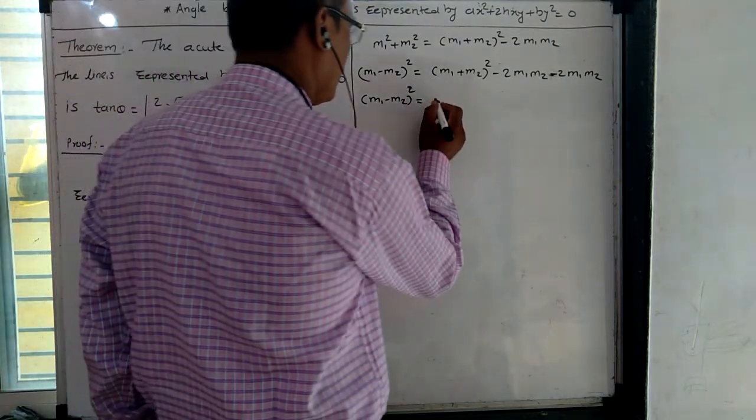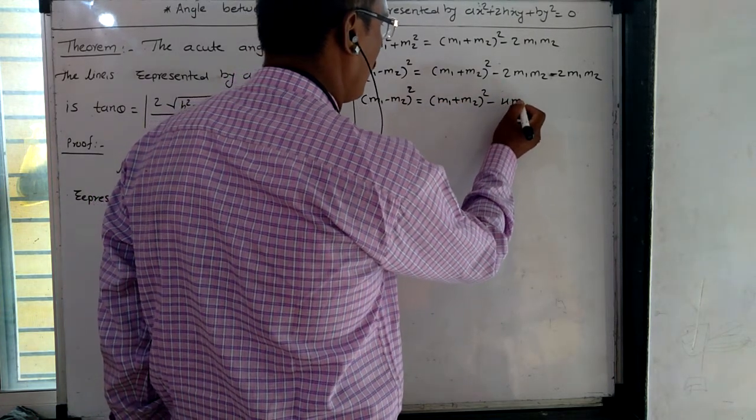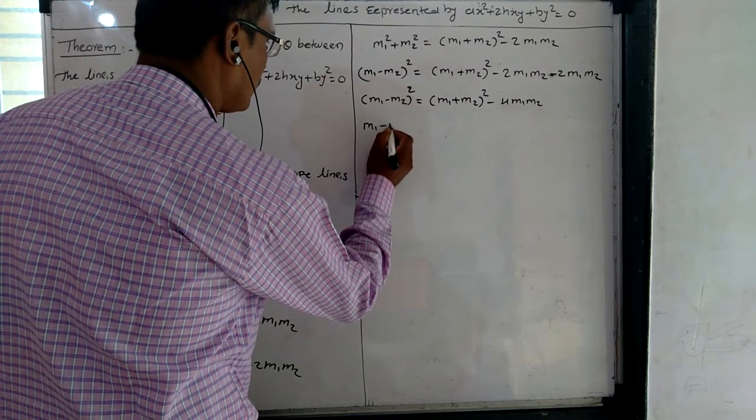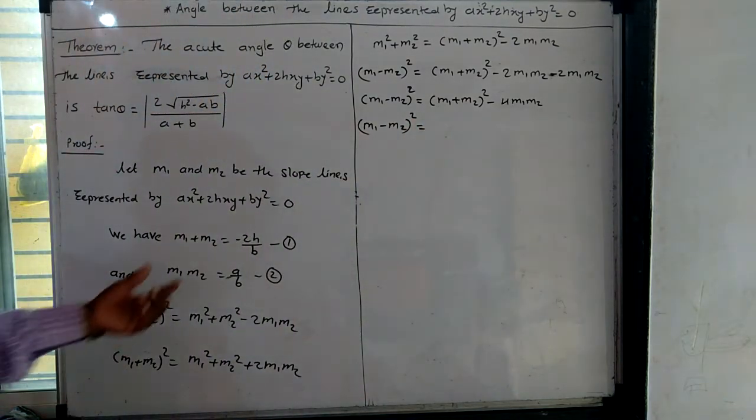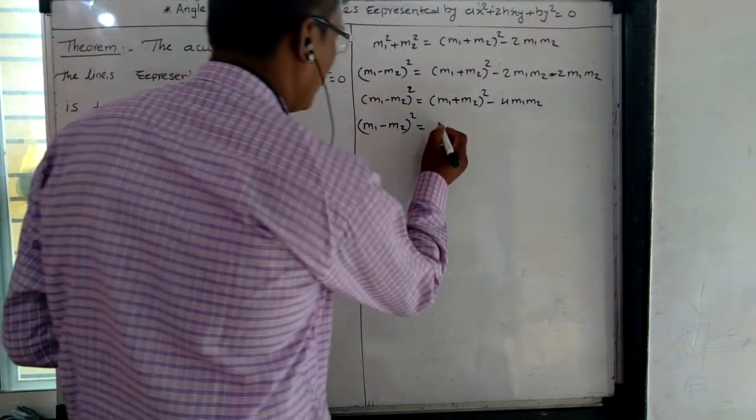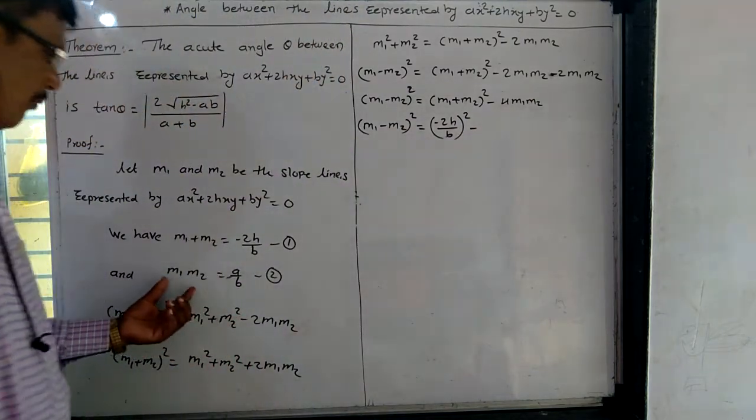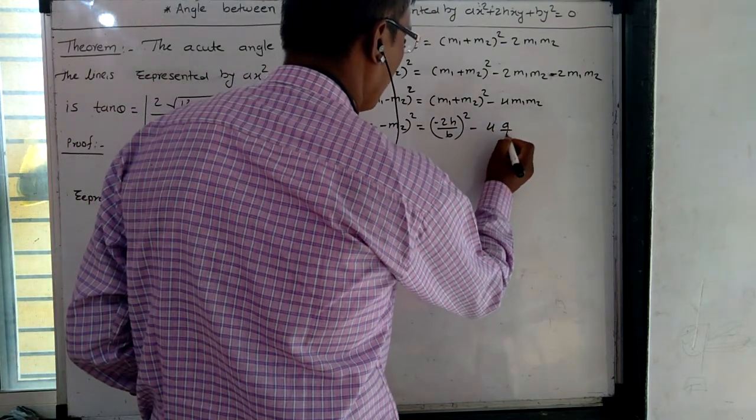So m1 minus m2 whole bracket square is equal to m1 plus m2 bracket square minus 4 m1 into m2. Put the values of m1 plus m2 and m1 into m2. The value of m1 plus m2 is minus 2h upon b, so minus 2h upon b bracket square minus 4 times the value of m1 into m2, which is a upon b.